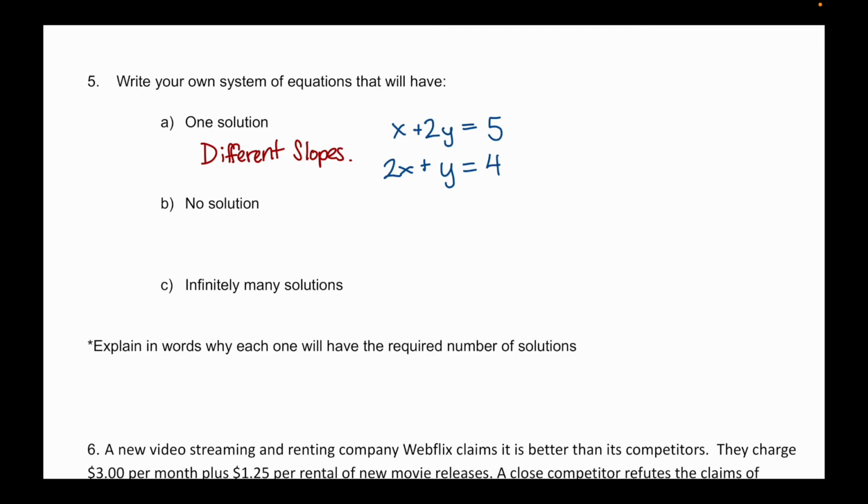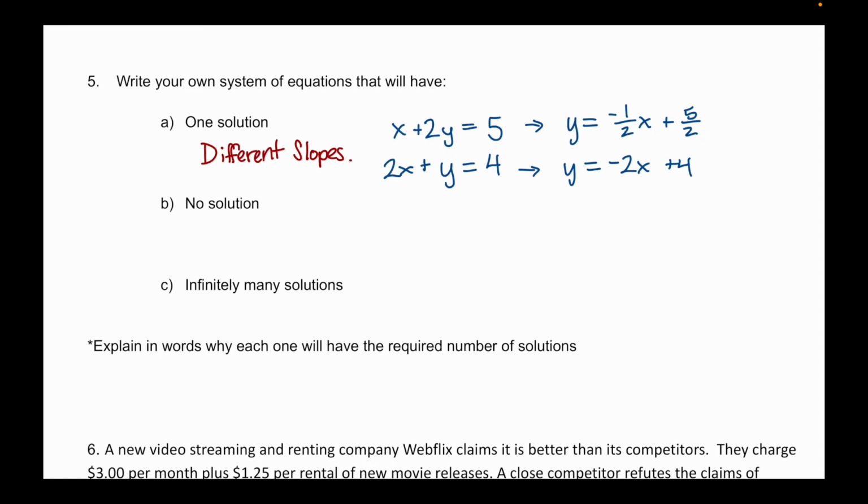I could write these both in slope-intercept form. And if I did that, it would look like this. I would end up with y equals -1 over 2 x plus 5 over 2, or 2.5. And if this one was in slope-intercept form, I would have y equals -2x plus 4.